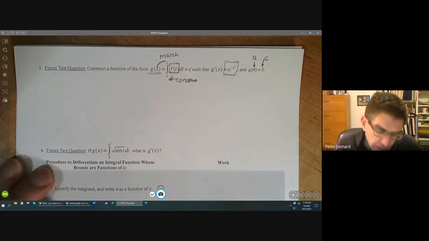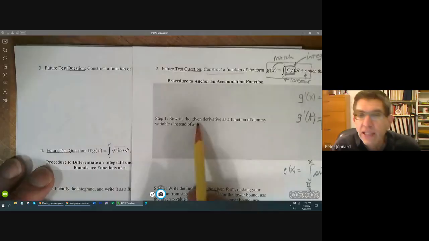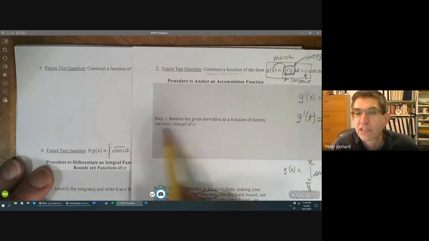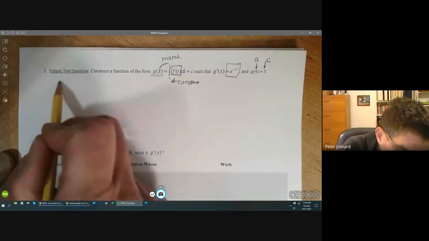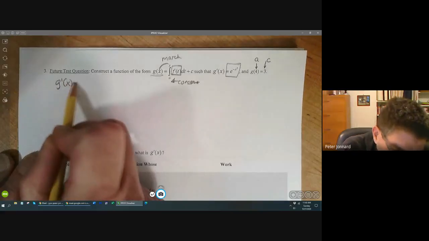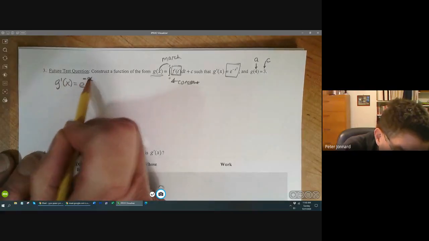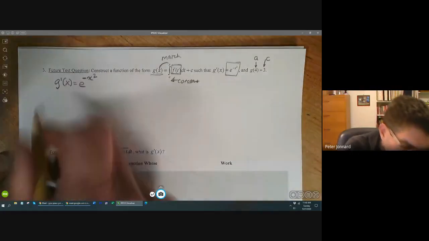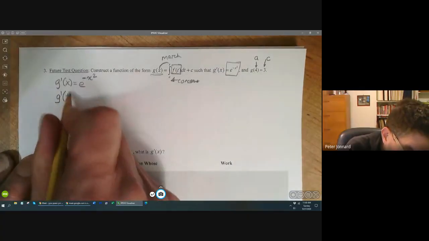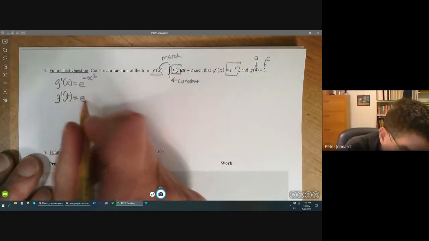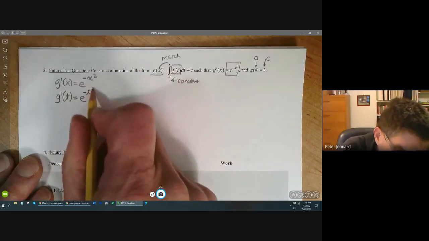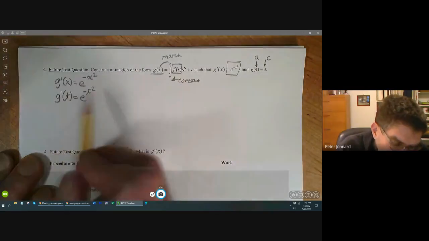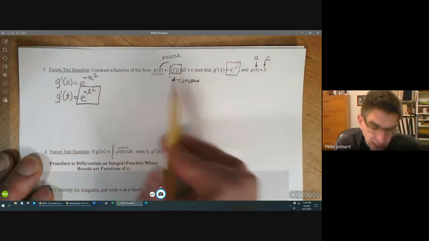And so the first step here, step one, is to rewrite the given derivative as a function of a dummy variable t instead of x. And so what I'm going to do is take my derivative, g prime of x is equal to e to the negative x squared. And I'm just going to rewrite it in terms of a different variable. I could use any variable I want. T is usually what they use. They require it here on this question, so I have to use it. So there it is. So that is going to be my integrand.